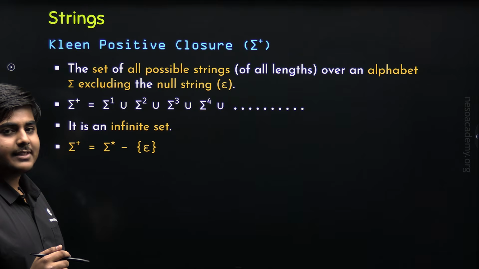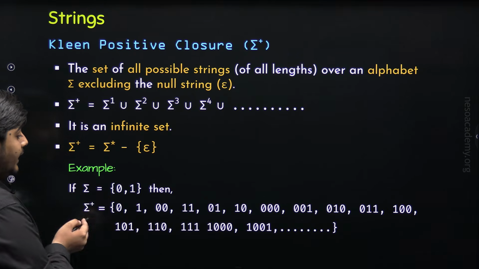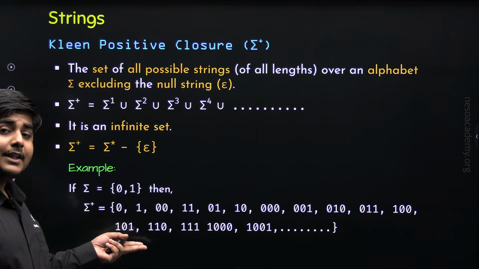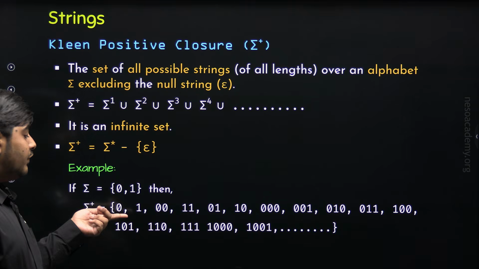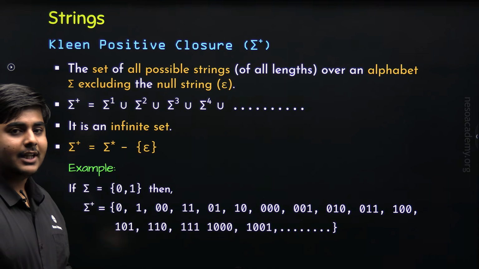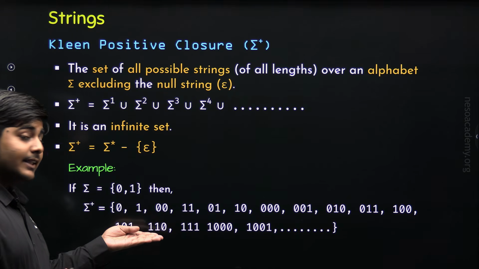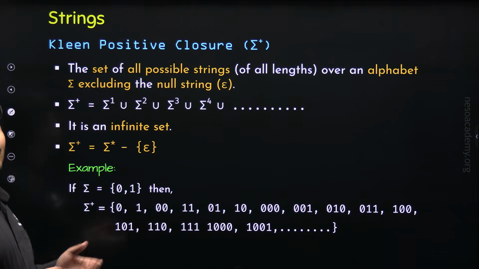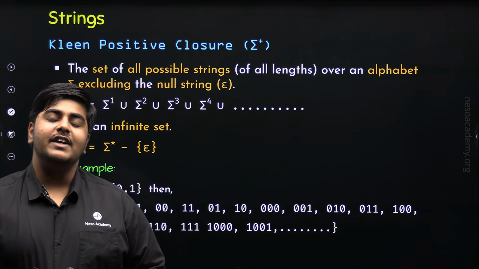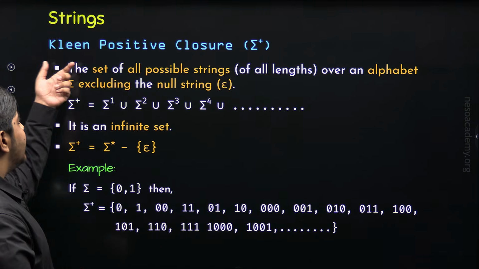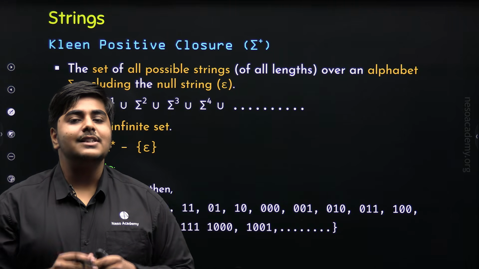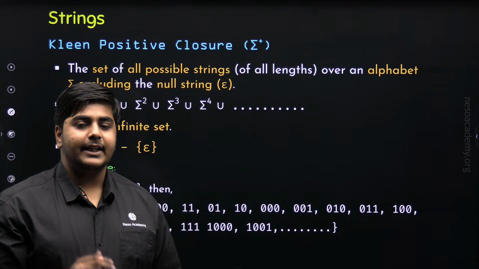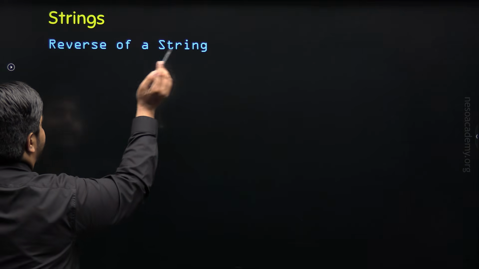Now let's see the same example again. In this set, we have all the strings of all possible lengths, but here we don't have epsilon or the null string. That is why this set is called the Kleene positive closure. In this way, we have understood what is Kleene positive closure. And now we will discuss the last subtopic under strings, that is reverse of a string.